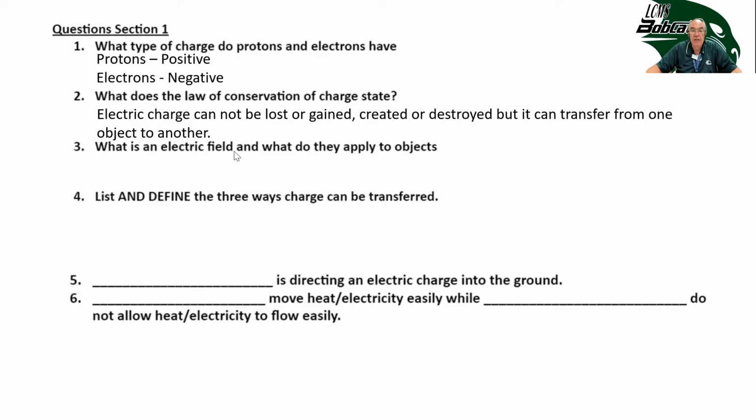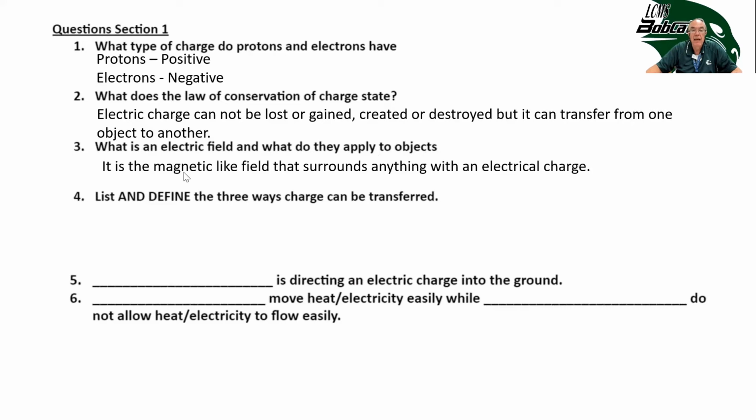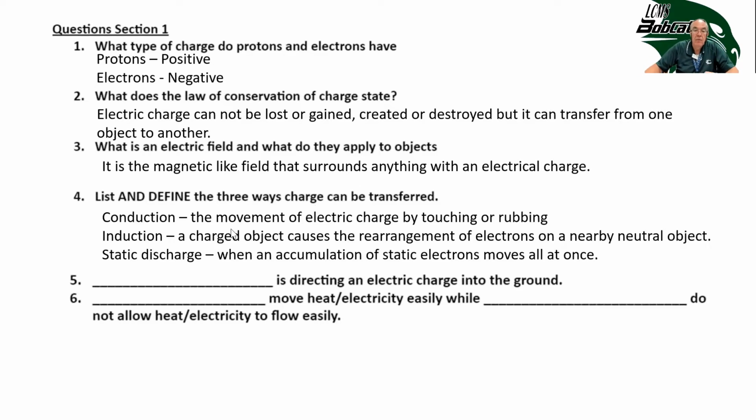What is an electric field, and how do they apply to objects? Okay. It's like a magnetic field that surrounds anything with an electric charge. So things that get inside that field are affected by it, like we saw with the electroscope, like we saw with the video where the man ran the electricity through the wire, and then it affected the iron filings.